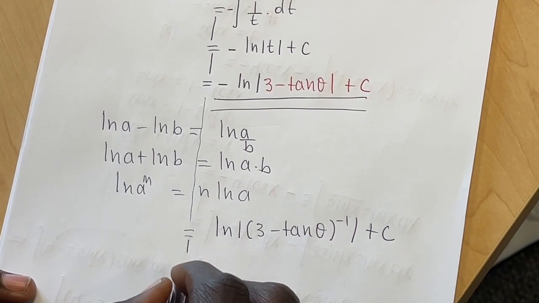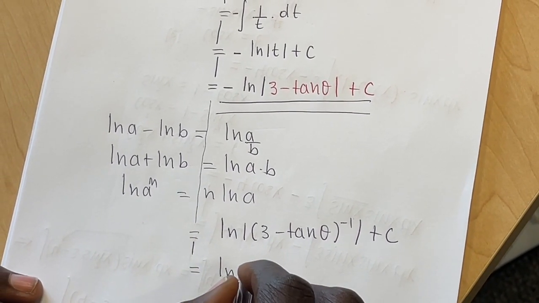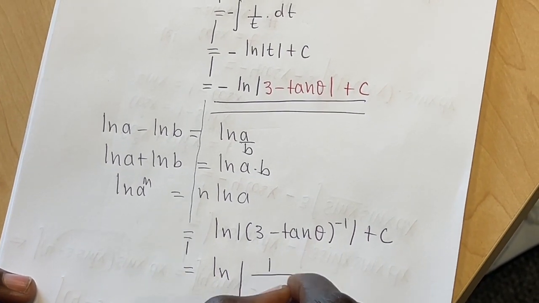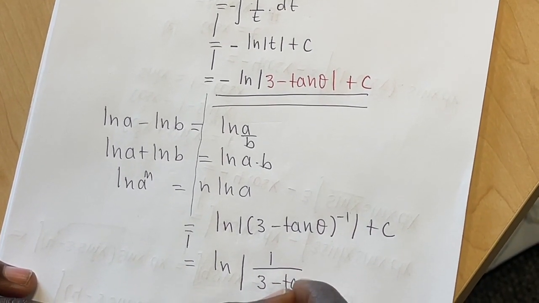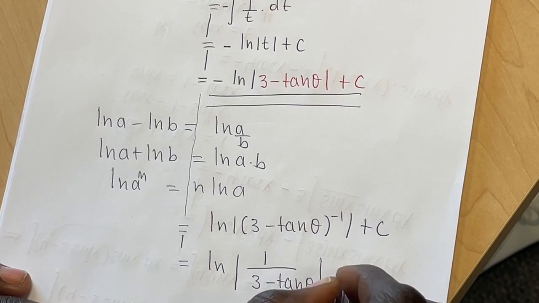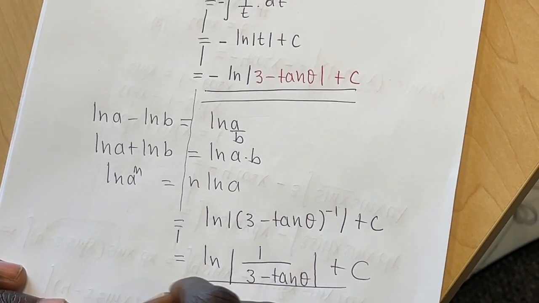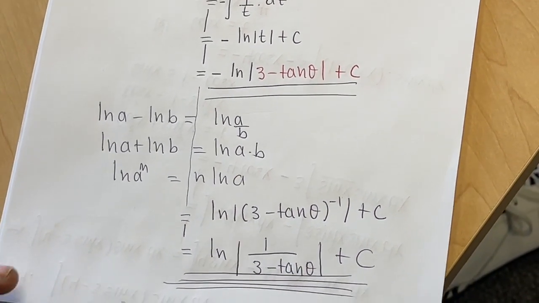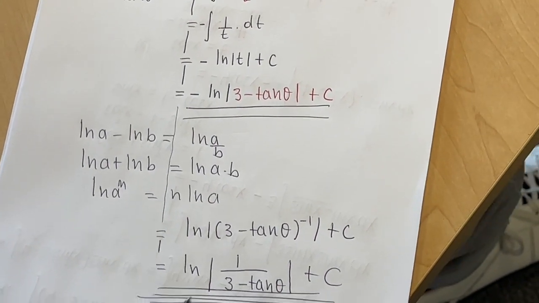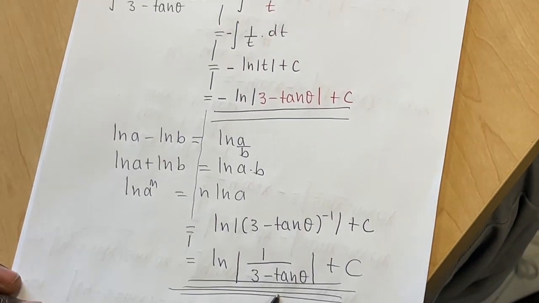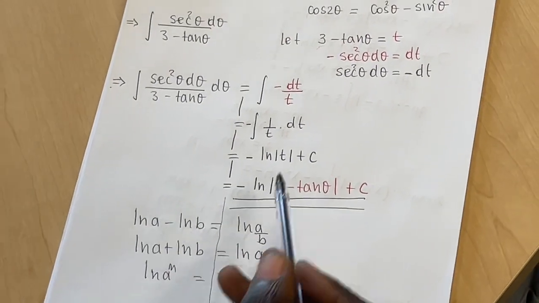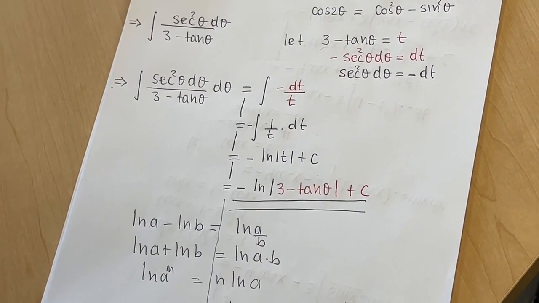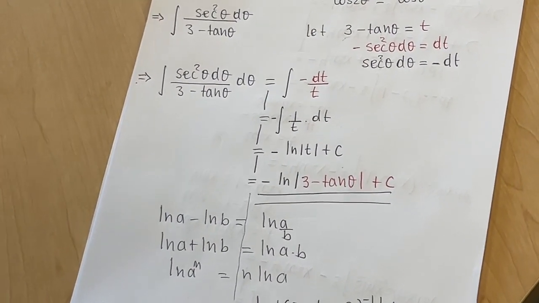Remember this, we can also say it's ln absolute value of 1 over 3 minus tan theta, and then we close it and plus c. So in another book or another exam, when you are writing your multiple choice, you might find we already provide this answer. So just know that this and that one have the same meaning. Thank you so much. I'm going to solve the next question.